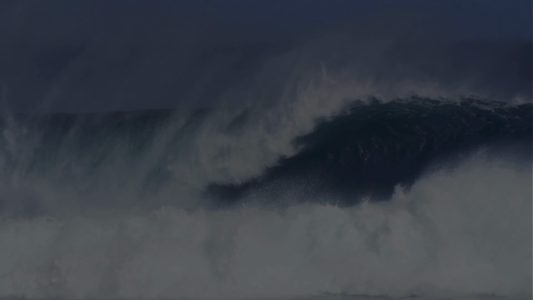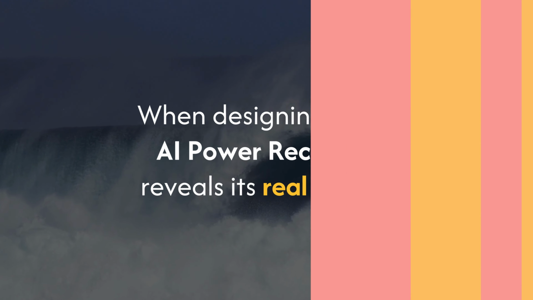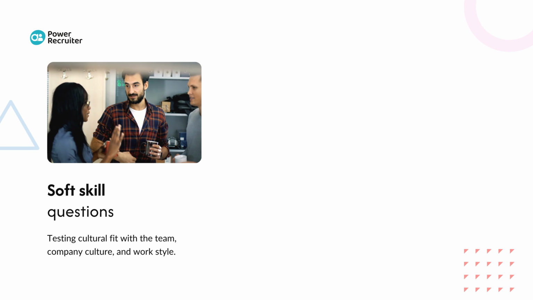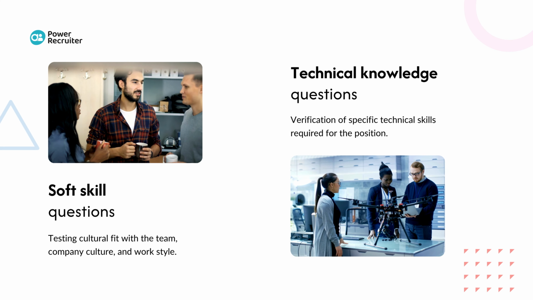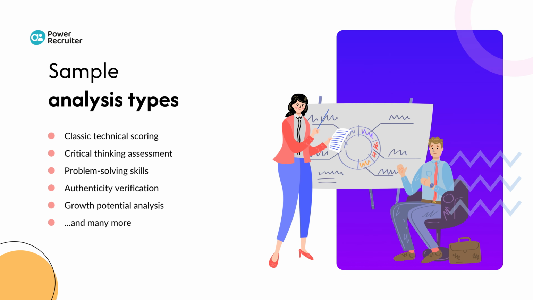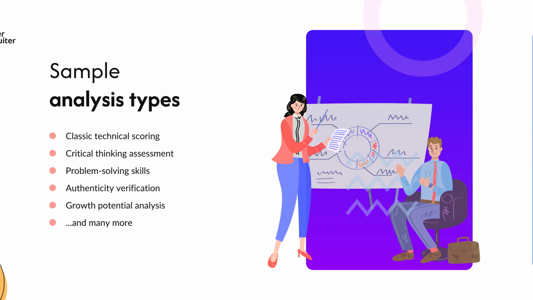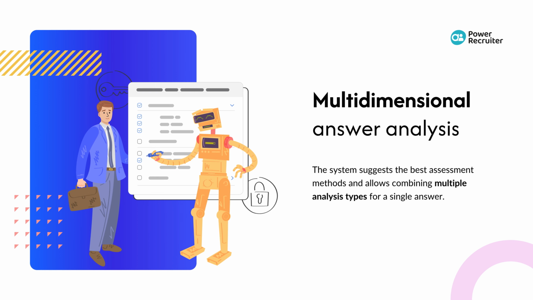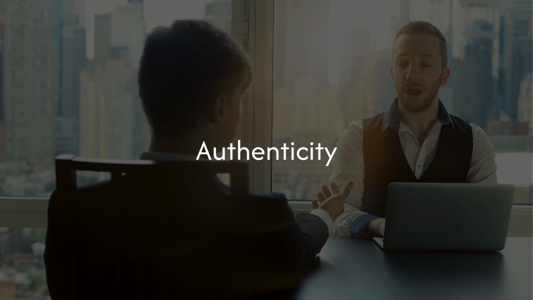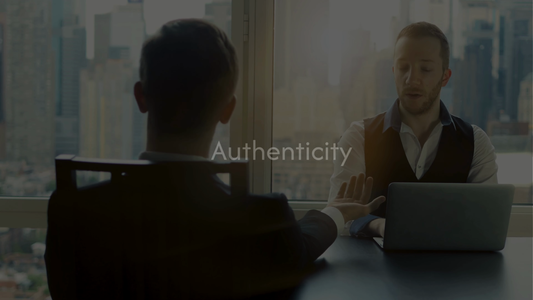And this is where AI Power Recruiter reveals its real power. You can create unlimited forms with any number of questions. From soft skill questions to test cultural fit to technical knowledge assessments, for every question, the recruiter can choose from over a dozen analysis types, from classic technical scoring to critical thinking, problem solving, authenticity checks, or potential for growth. The system even suggests which analyses to use, and multiple analyses can be run on the same answer. One response can be scored simultaneously for content accuracy, authenticity, problem-solving skills, and growth potential.